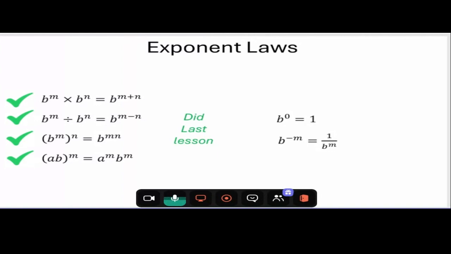So we did those 4 in our last lesson. We're going to do these 2 right now, and then just talk a little bit more about another concept at the end called scientific notation to finish off the section.